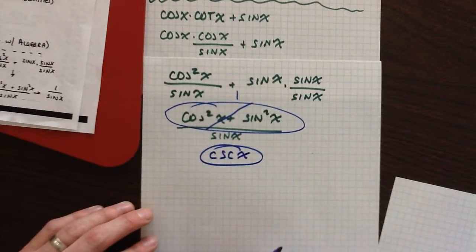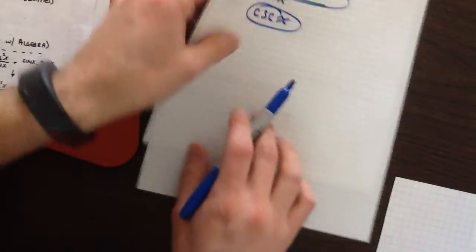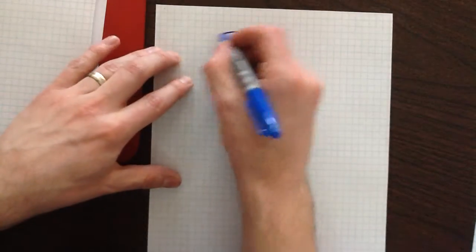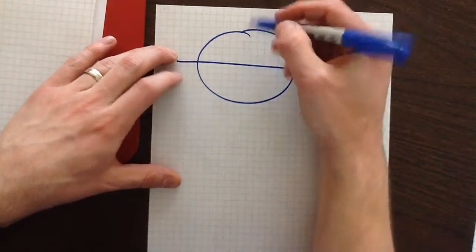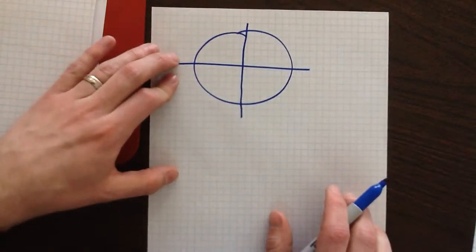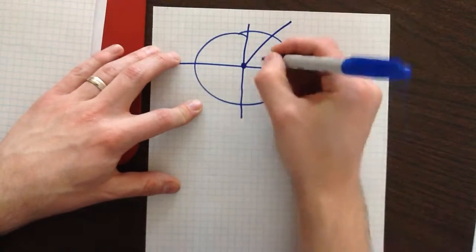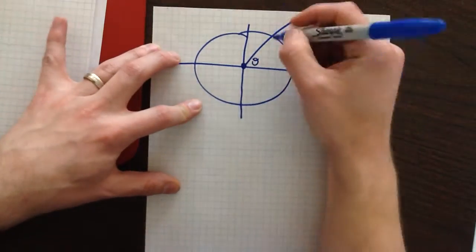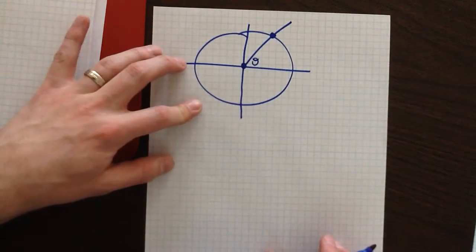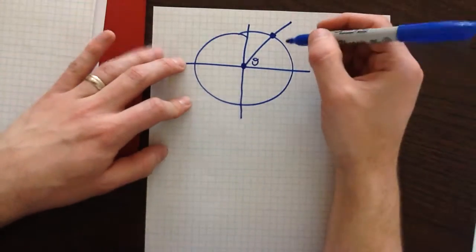Why is that 1? Let's take a moment and go backwards in time. Go to our unit circle. We've got some angle. It opens up, hits that circle at some point.